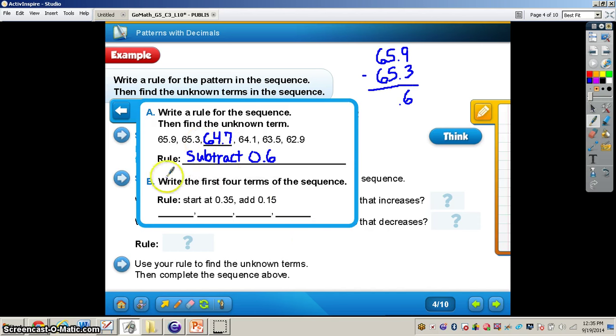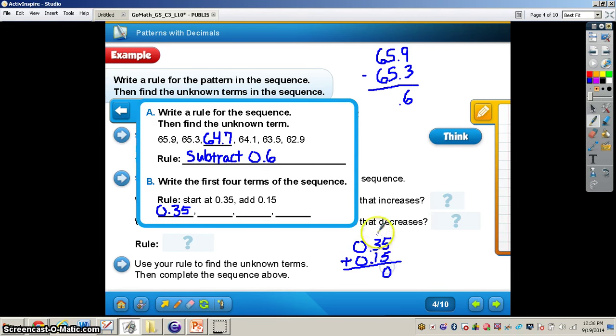Now, for letter B, it's saying write the first 4 terms of the sequence. The rule, start at 35 hundredths, so we'll write that. And they're already telling us the rule, so it's pretty easy. We just need to follow the rule. Then we need to add 15 hundredths to each one. So 35 hundredths plus 15 hundredths. We'll just set it up just like this.